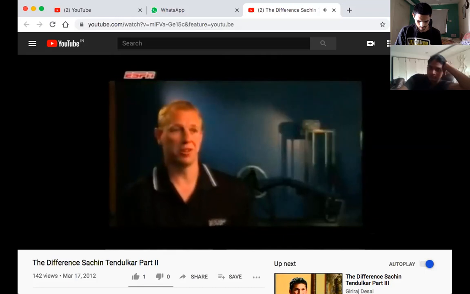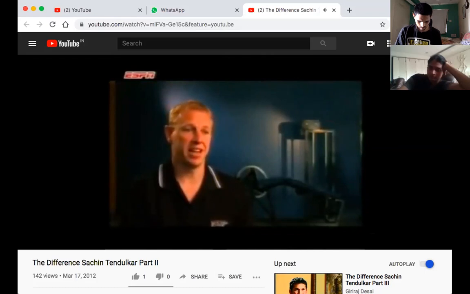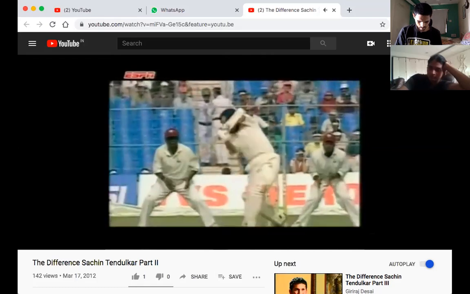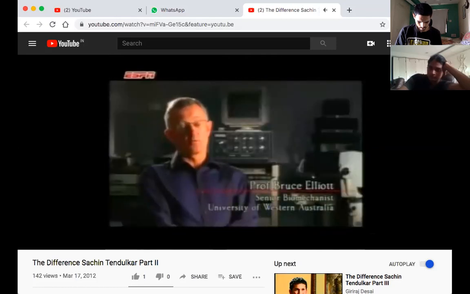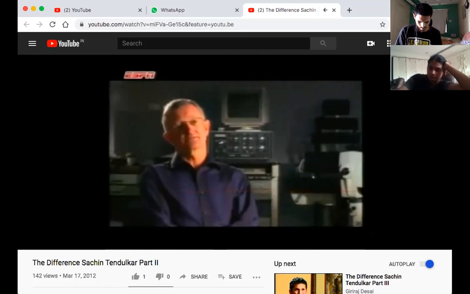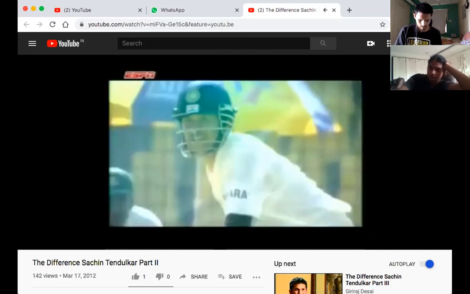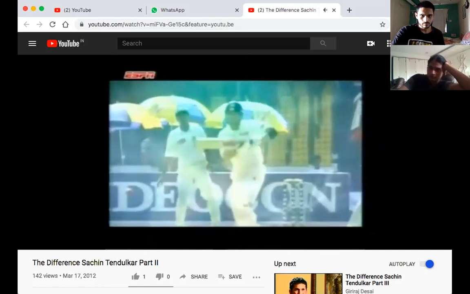Sports vision, his ability to track the ball, is a very, very high standard. To be able to read the ball, position oneself, and then play the ball such that you play it away from fielders or play it onto the ground, that's the difficult part, and that's what he does very well. This is a fine shot.